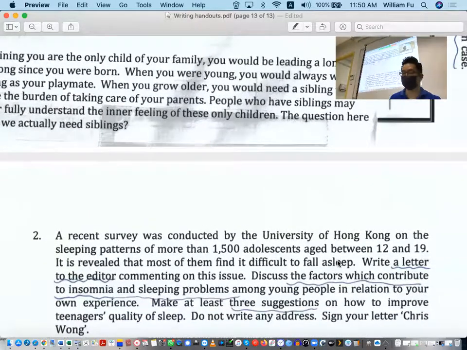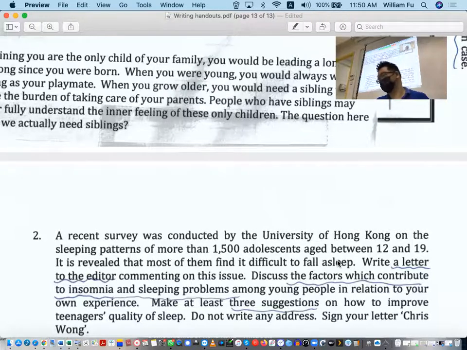which I want you to do. Okay, a recent survey was conducted by the University of Hong Kong on the sleeping patterns of more than 1,500 adolescents aged between 12 and 19. It is revealed that most of them find it difficult to fall asleep. Do you?